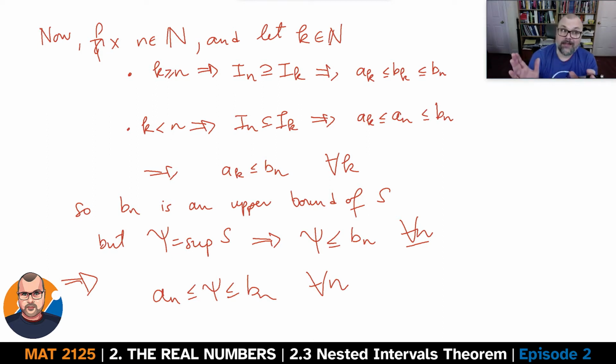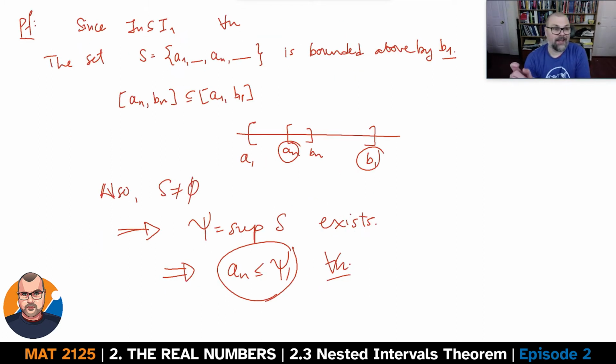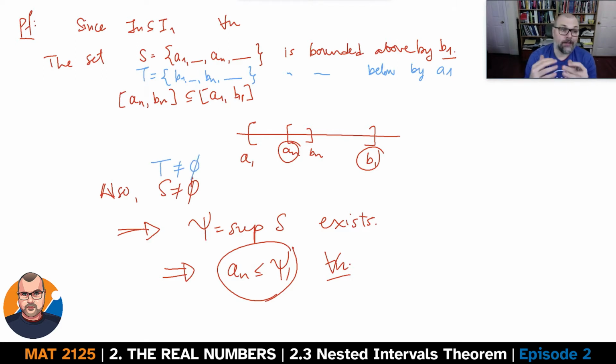Now you could play the exact same game, but instead of working with the set S of lower ends of intervals, you would be working with a set T of upper ends of intervals, and this set would be bounded below by A1. Same sort of drawing here, curves. All of your Bn's are going to be greater than A1. Now the set T is not empty, it contains all the Bn's.